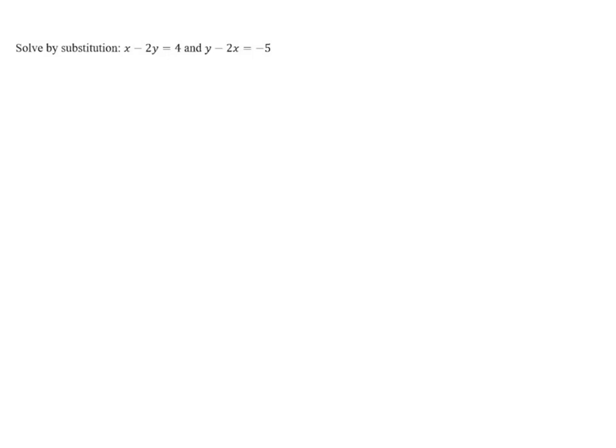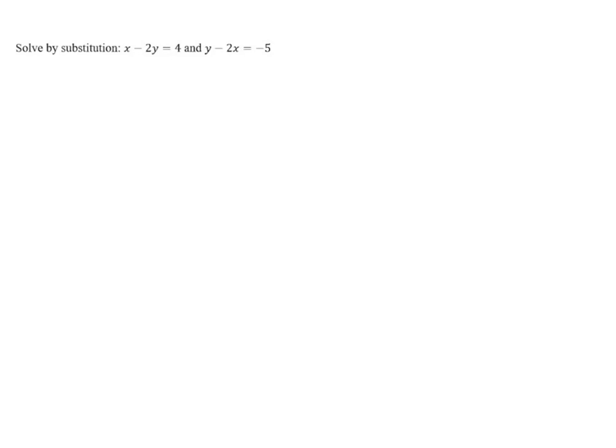Solve by substitution. X minus 2y equals 4, and y minus 2x equals negative 5. In this problem, we can't start with the substitution directly, because if you look at both of these equations, neither of them has a single variable isolated. None of them are in the form x equals something or y equals something. So we're going to have to start by isolating one of the variables.